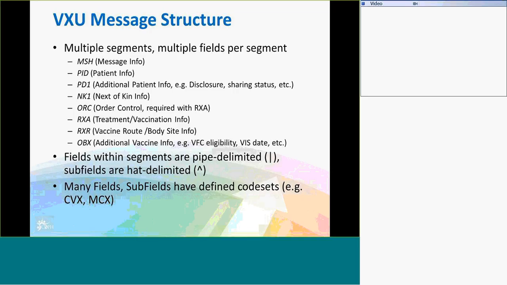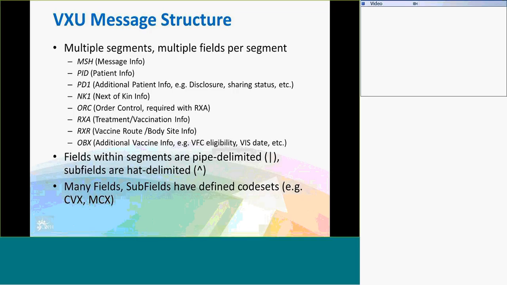The pharmacy treatment administration segment, RXA, carries pharmacy administration data. This segment is required to indicate which vaccinations are given and tells us important information such as the date the vaccine was administered, what type of vaccine was administered, the administered amount, etc. The pharmacy treatment route segment, RXR, is a continuation of the RXA segment and contains vaccine route and body site information.